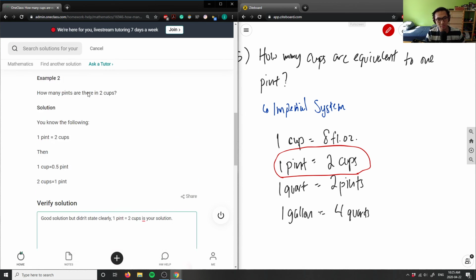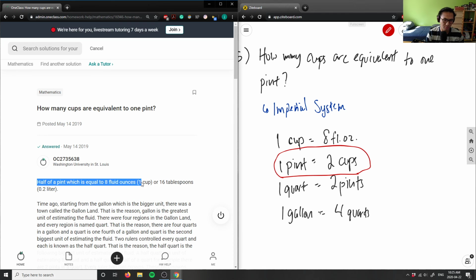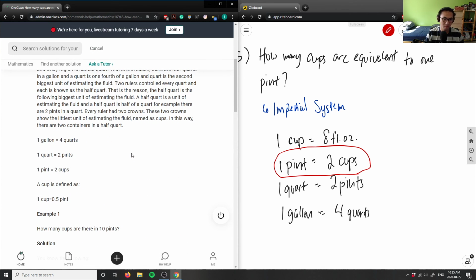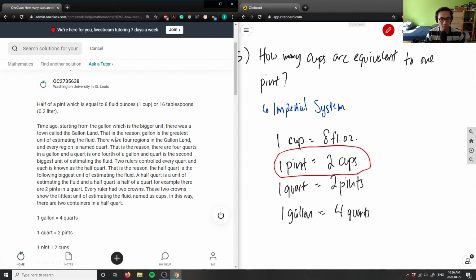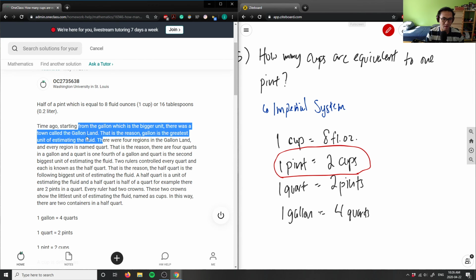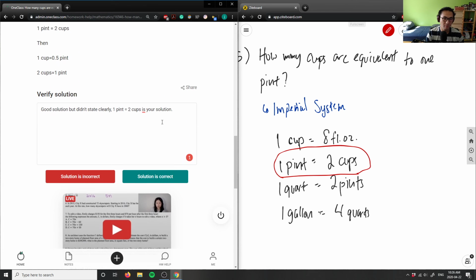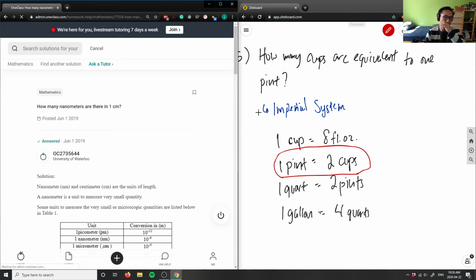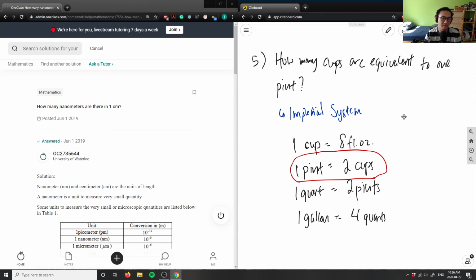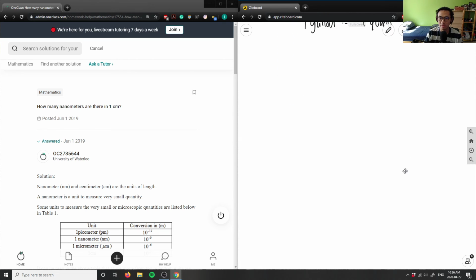So I'll say the solution is correct, but I don't know why they wrote half a pint equals 1 cup. That's not what it's asking. It asks what is equivalent to 1 pint, not half a pint. It's kind of a big block of text here. I don't know what the story is, starting from a gallon, which is bigger. There was a town called Gallonland. I don't know about the story, but you can say good solution, though it didn't clearly say 1 pint equals 2 cups is the solution. So the solution is correct, but it wasn't very clear where it was in the solution. Sorry. Okay, let's do number 6.